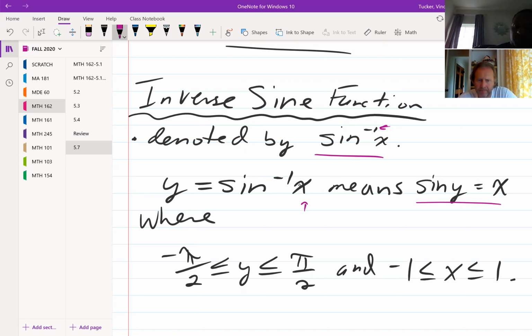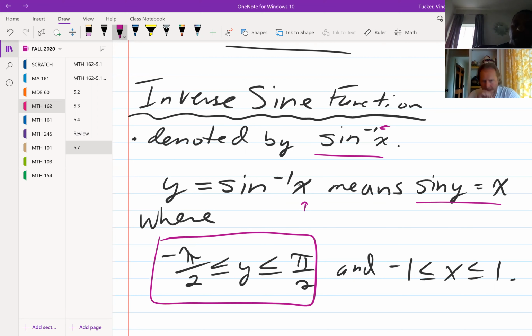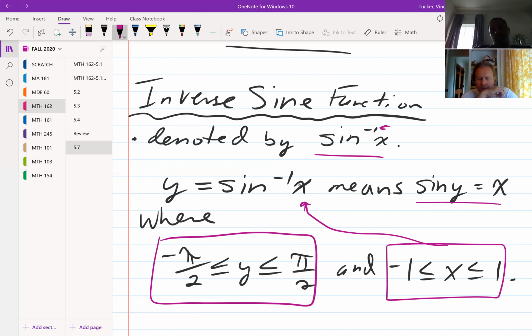So notice domain and range. Y would be in between -pi/2 and pi/2. X would be in between -1 and +1. So that's going to matter when we look at what we can actually find the sine inverse of versus what we cannot find the sine inverse of. So when we look at sine inverse, the first thing we look at is the domain. What am I applying the sine inverse to? If it's not in between -1 and 1, then I wouldn't be able to find the sine inverse of it.